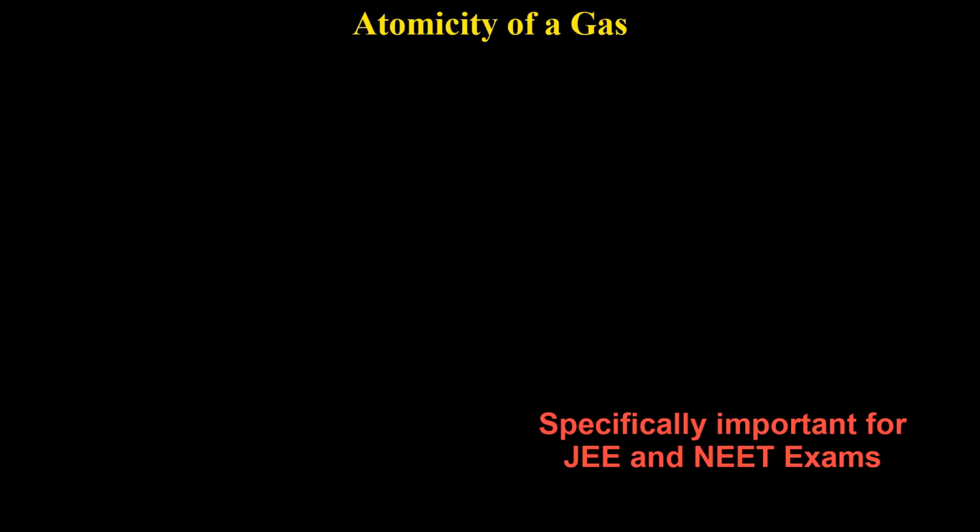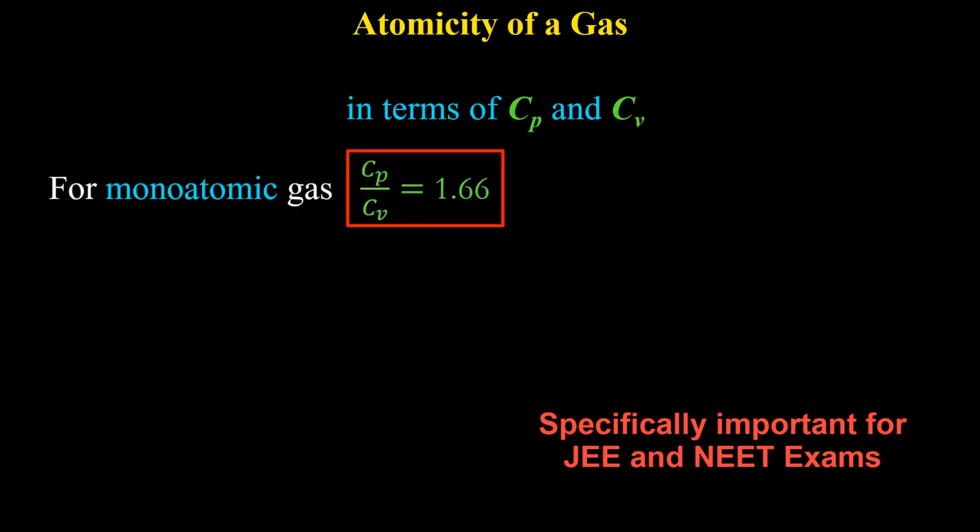Then there are a few questions which appear specifically in competitive examinations on the atomicity of a gas in terms of specific heat, Cp and Cv. Sometimes Cp and Cv will be given and you will be asked what is the atomicity of the gas. So in terms of Cp and Cv, we will be talking about the following. For monoatomic gas, the Cp by Cv ratio will be approximately 1.66. When you calculate this value, it might be 1.62, 1.63, or it might be 1.7 also, but it is close to 1.66. You will mention that as monoatomic gas.